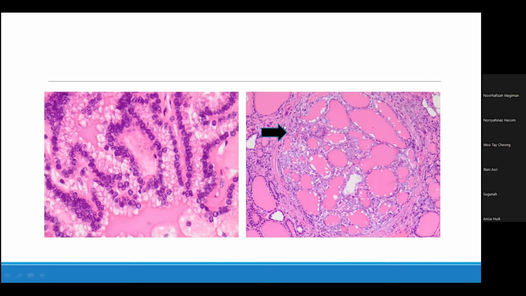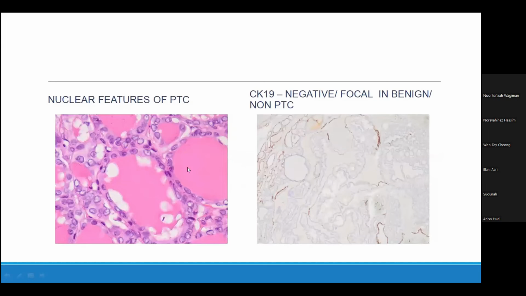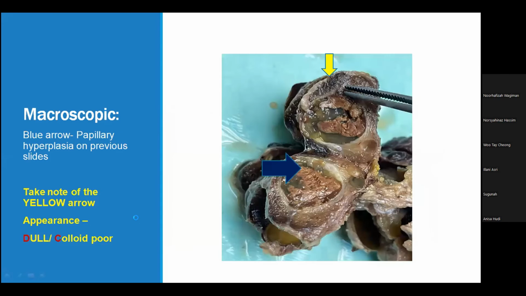Compared to this one, the nuclear features already start to be different. Take note of this area compared to this. This is the higher magnification of the earlier case. You can see these paler nuclei. This is PTC. You can see nuclear crowding, enlarged nuclei with some overlapping, and nuclear membrane thickening, irregular nuclear membrane outline. Okay, actually here I don't find much grooves, but this was PTC.